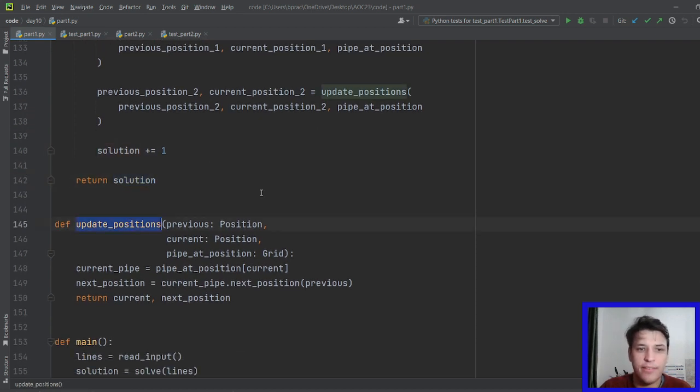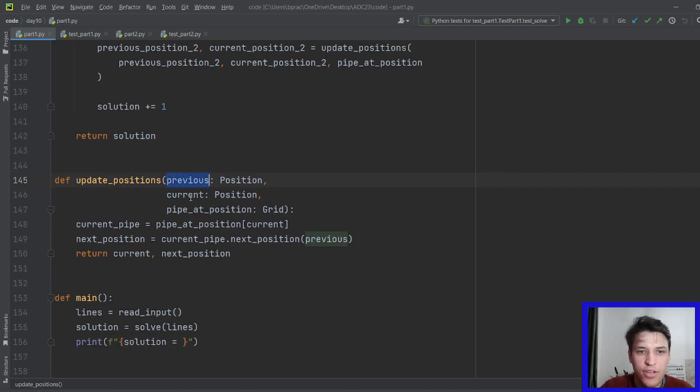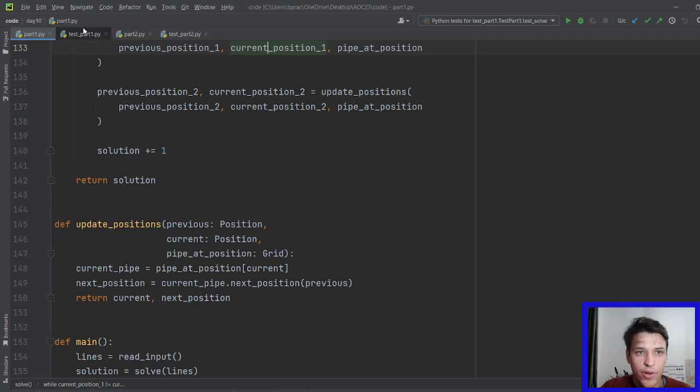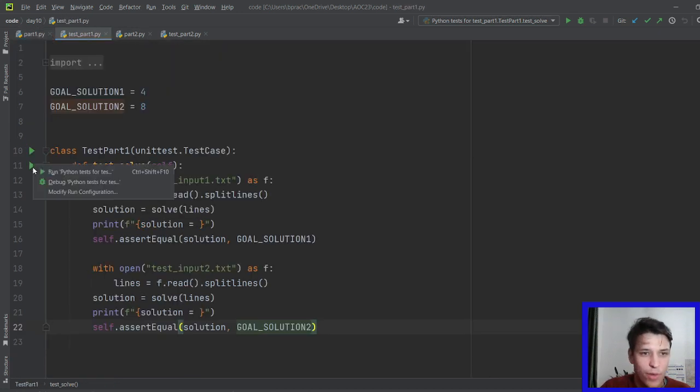And in order to update the two positions, our last missing function, if we have a previous position, a current position, and a data dictionary, we just have the current pipe, and then the next position will be given by the directions of the current pipe, and we also supply the previous position in order to get the next positions. And then this will return the current and the next position, which will set our previous position and our current position for the next step. Okay, so that's it for part 1.